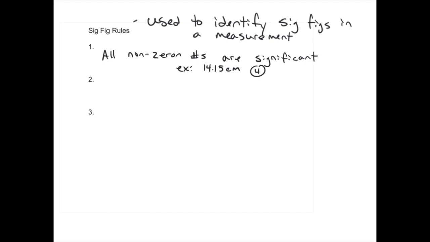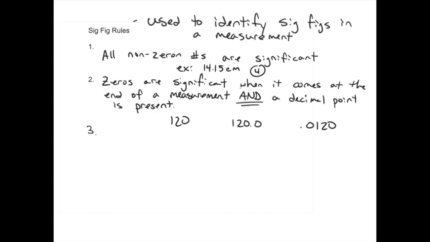Now the second rule is probably the most important, and it's the one that students screw up the most. It's a rule involving zeros. It says that zeros are significant when they come at the end of a number and a decimal point is present. For example, let's take these numbers, 120, 120.0, and 0.0120.